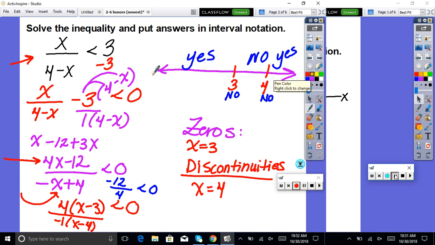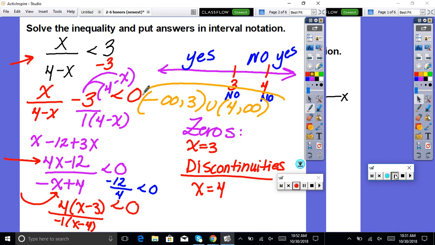So now just write it in interval notation. Our answers were from negative infinity up to 3. Those were the yeses, not including 3. Union, and then from 4, not including 4, to infinity. There's our answer. If you were to graph this rational right here, you would see that on those intervals, the function is below our x-axis.